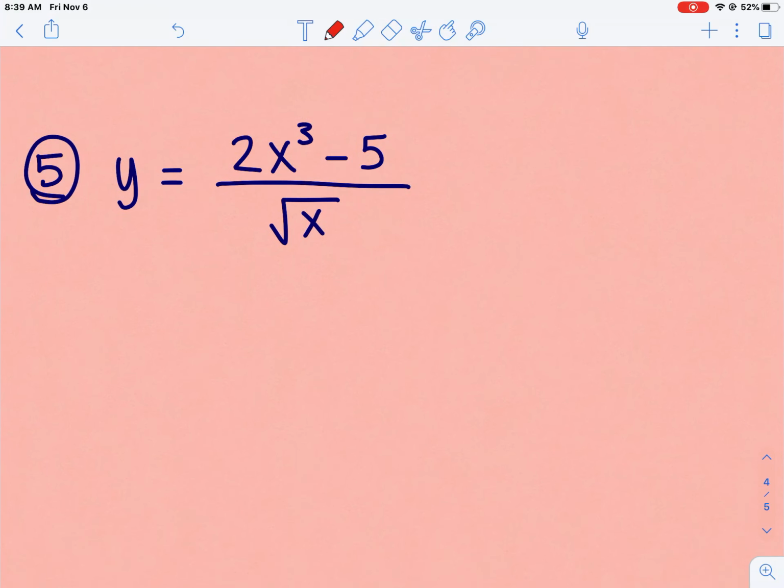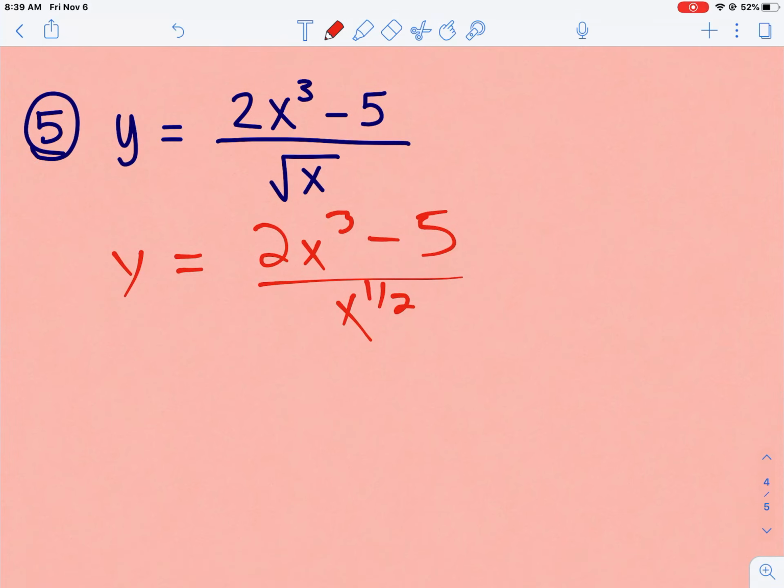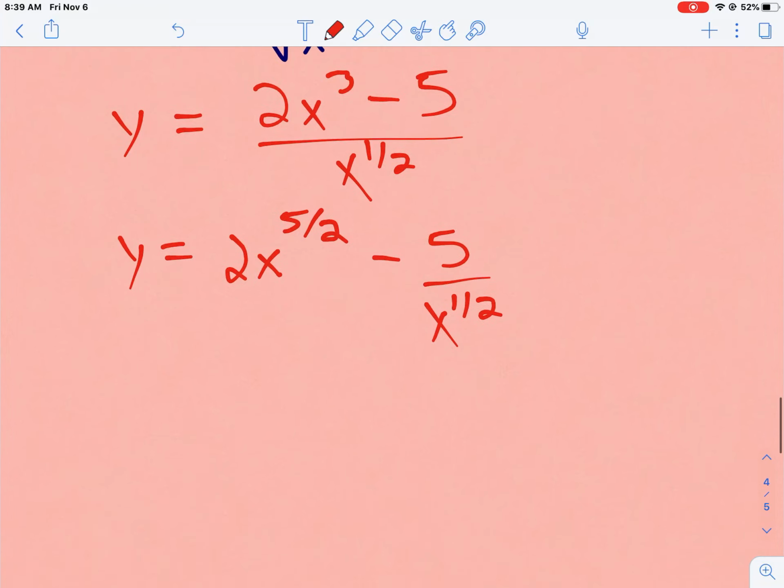Okay, last one. We're going to rewrite again. So let's start with 2x cubed minus 5 over x to the 1/2. Again, we're going to divide each term in the numerator by x to the 1/2. So we get y equals 2x to the 5/2, because when I divide two powers, I subtract the exponents. So 3 minus 1/2, that's 6/2 minus 1/2 equals 5/2. Then we get 5 over x to the 1/2. Rewrite one more time: 2x to the 5/2 minus 5x to the negative 1/2.